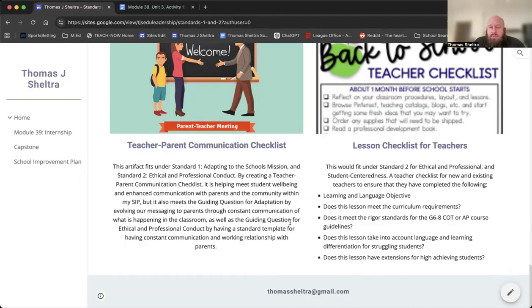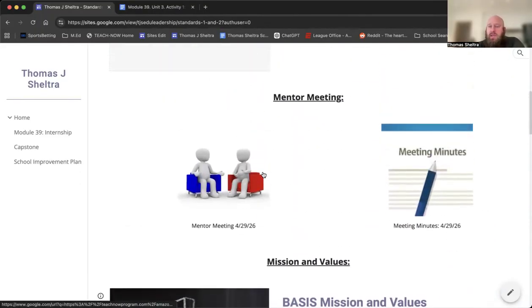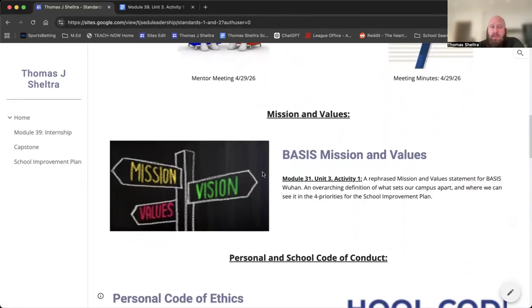So learning and language objectives: does it meet curriculum requirements? Does it meet our guidelines for middle school and for AP course guidelines? Are we taking into account the differentiation for struggling students? And do we have extensions for higher achieving students? We have a varied background at our school, and we have a varied background in every classroom. So we want to make sure that teachers are hitting all of those things.